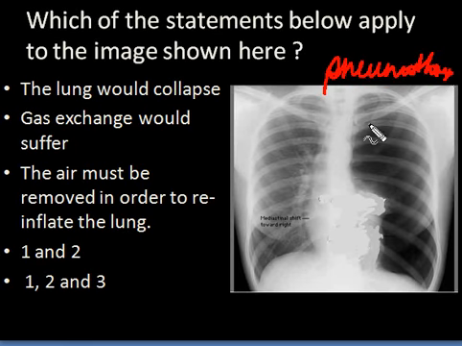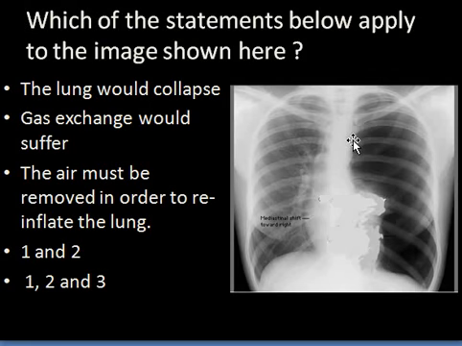Because there is air in the pleural cavity, if you compare the two sides, see how much darker this side is compared to this side. This side is not as dark. Plus, you can also see what are known as lung markings or vascular markings. These are the blood vessels in the lungs. On this side, you don't see anything. That's because the lung has actually collapsed and it's lying here. So this is the collapsed lung.